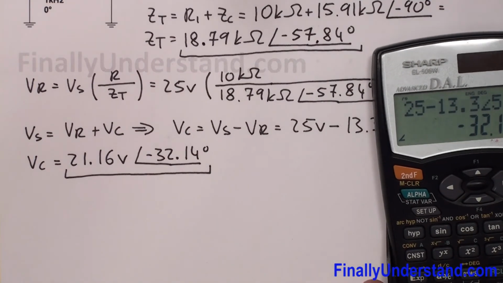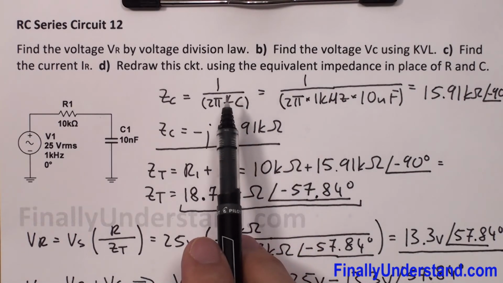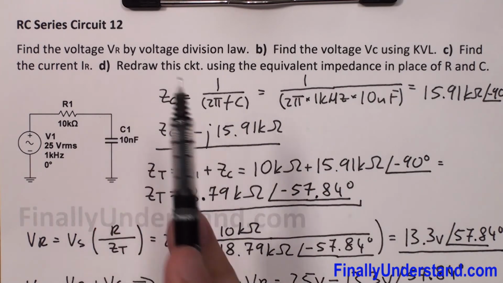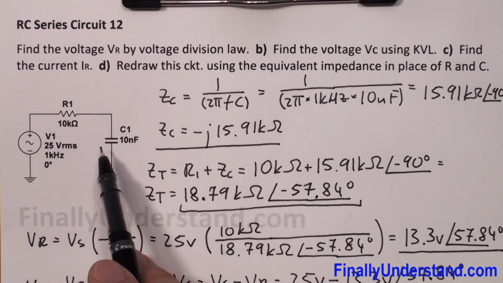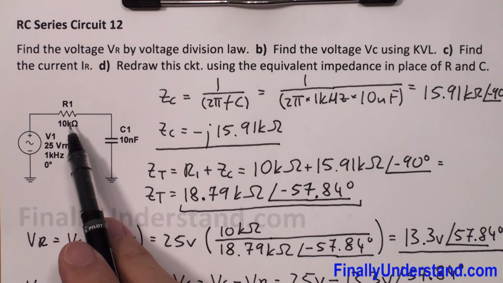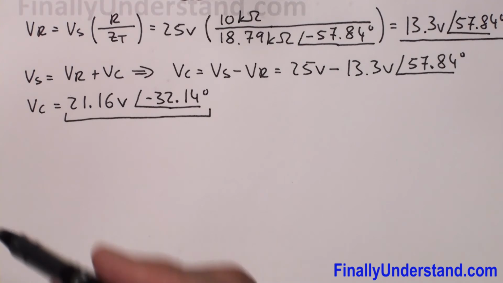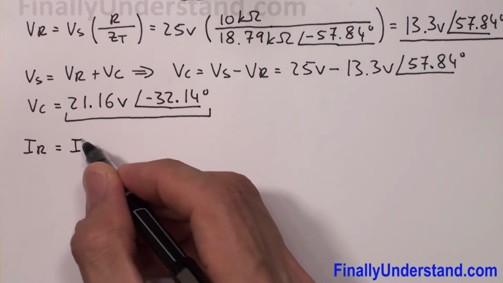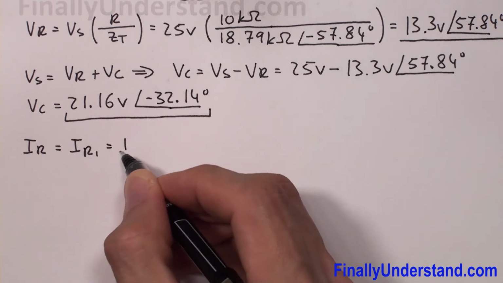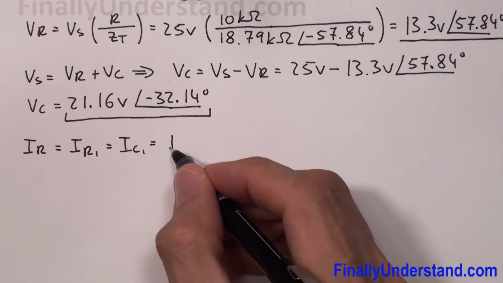Next, we're supposed to find the current which goes through the resistor. But keep in mind that this is a series circuit, so the current which will flow in this circuit, I mean the total current, is going to be equal to the current which goes through the resistor and equal to the current which goes through the capacitor. So I can simply write that my IR is nothing else just IR1, which is equal to IC1, and this is nothing else just I total.